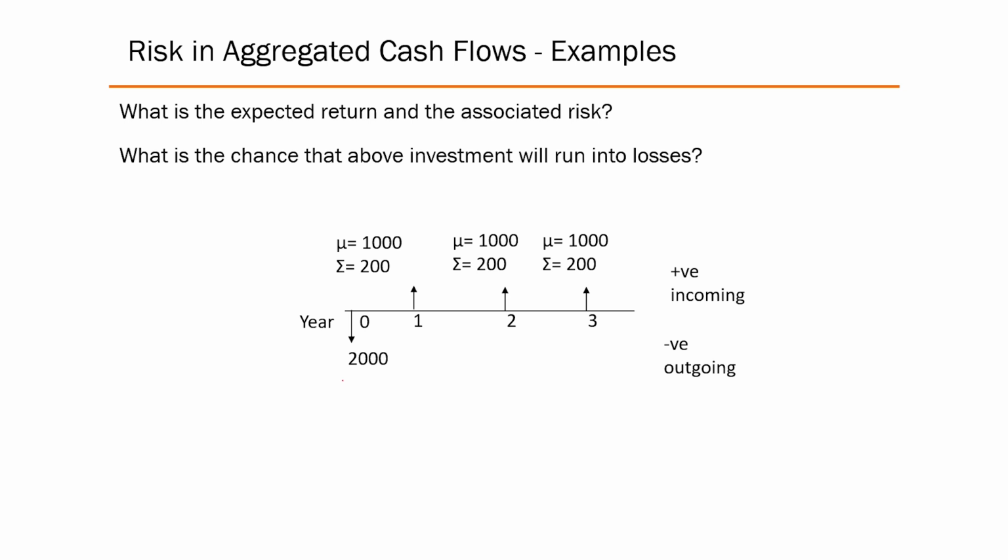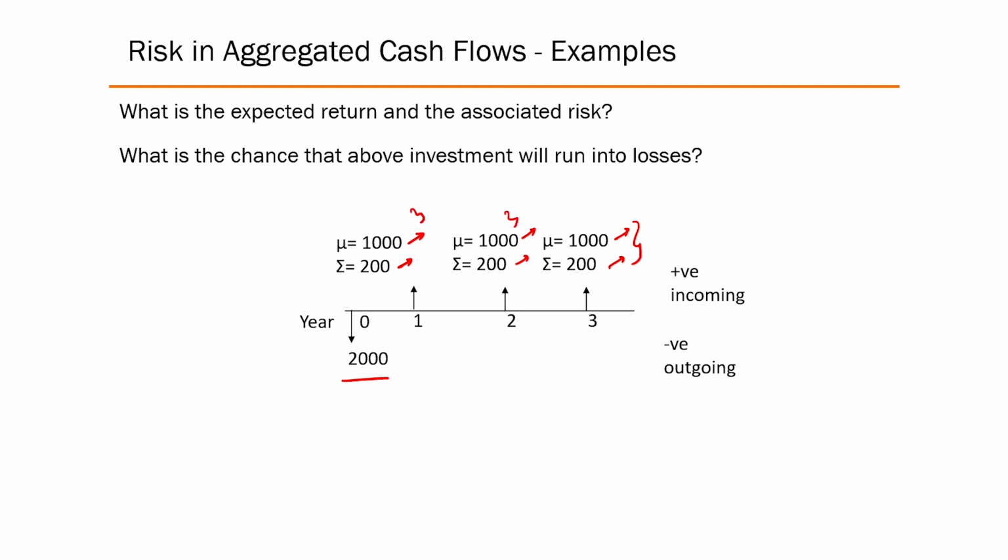So this is a simple case. Year 0, 2000, it's not a variable. For year 1 cash flow, mu is given, sigma is given. For year 2, mu is given, sigma is given. For year 3, mu is given, sigma is given, right? Assuming that these are also normal distributions, we are solving this example independent of each other.